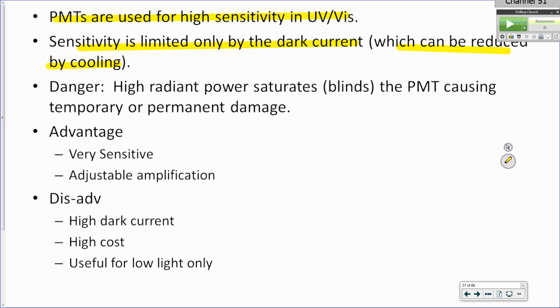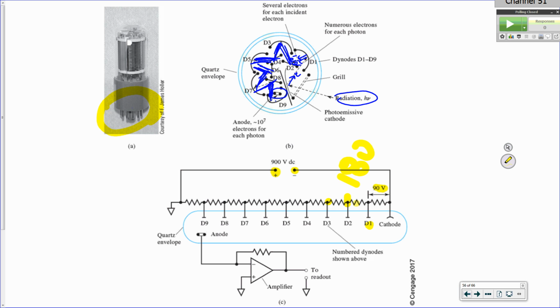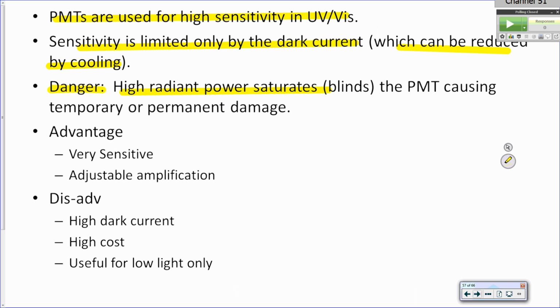Now, detectors typically will last a while. The problem with this one is that you can damage it. If you have the sensitivity cranked up and you hit it with high radiant power, basically this turns into an electrical torch going on. So you can actually destroy this thing by hitting it with too much light. You have to be careful. If you're in a high light situation, you just turn the gain down, turn the voltage way down, a couple hundred volts. So it can cause temporary saturation or damage to the surface, or permanent damage to the surface. So it's a consumable in these instruments.